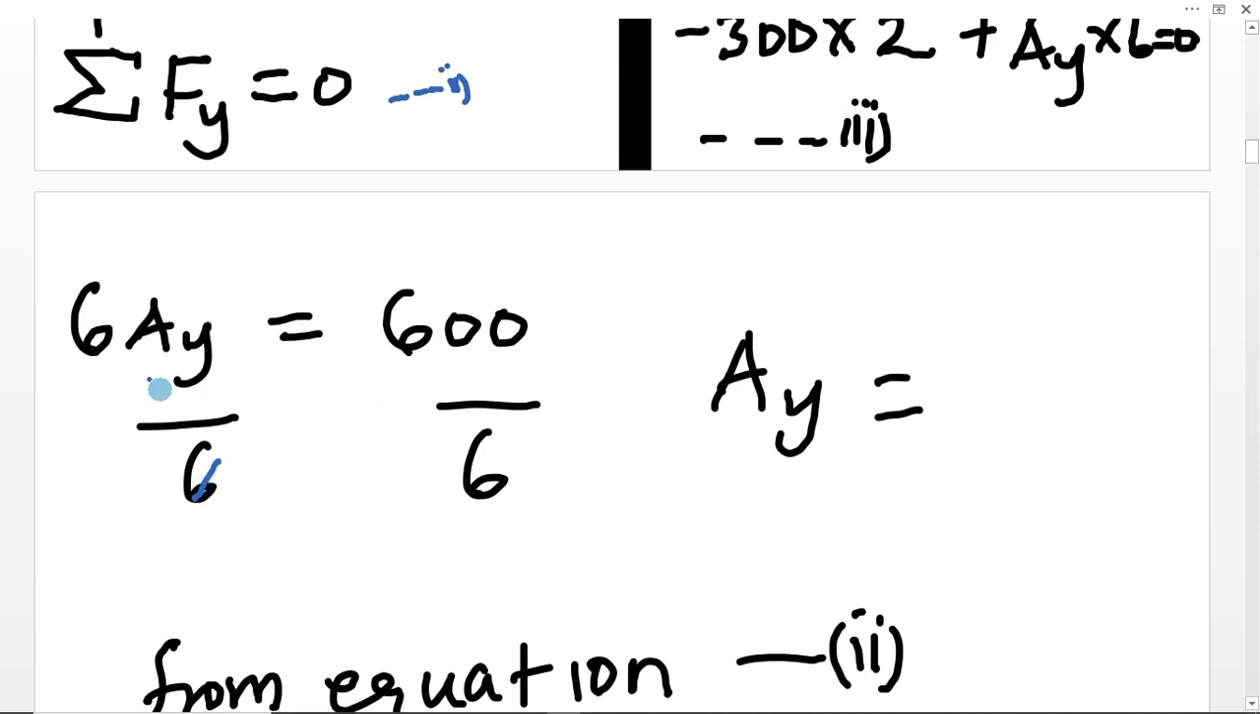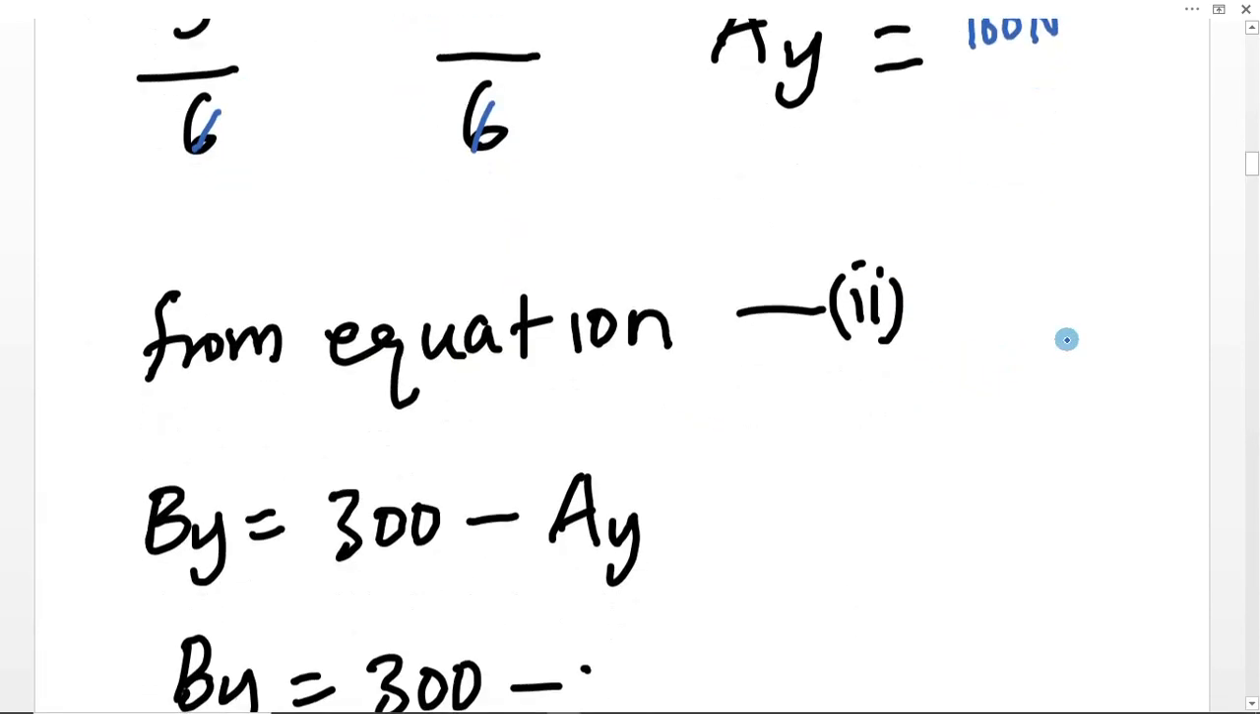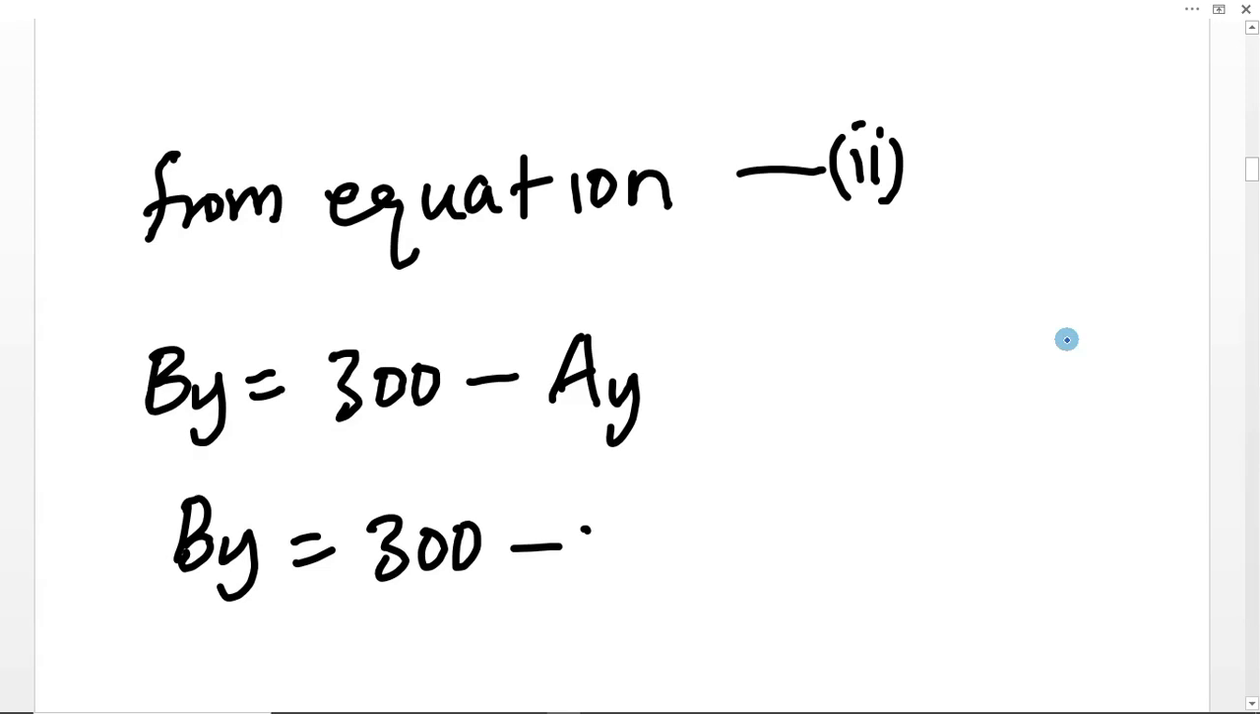So divide both sides by 6. This one will cancel out, and here we will have 100 newtons. So Ay will be 100. That means from equation 2 we can substitute for Ay and calculate By. So this will be 300 minus 100, and this is going to equal 200.